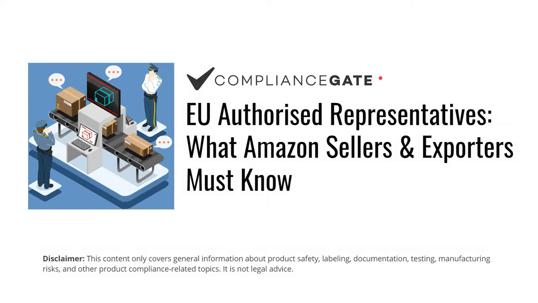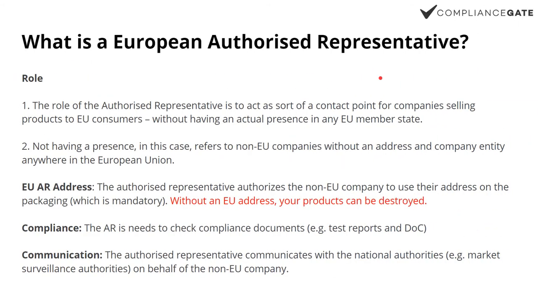In this video, I will introduce you to the authorized representative requirements in the European Union that will come into force on July 1st of 2021, and specifically from a perspective of Amazon sellers and also other cross-border sellers. Right, so what is a European authorized representative? The role of the authorized representative is to act as, you could say, a contact point for companies selling products to EU customers from outside the European Union.